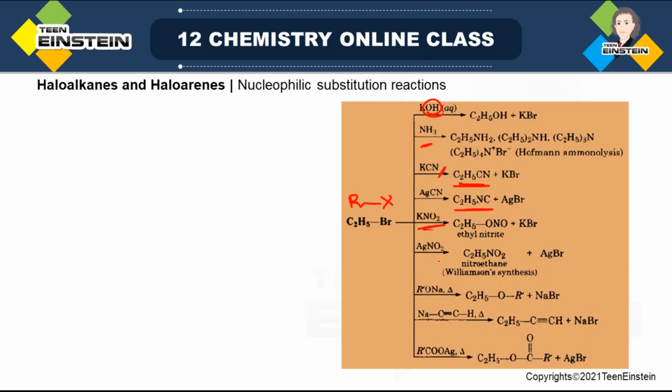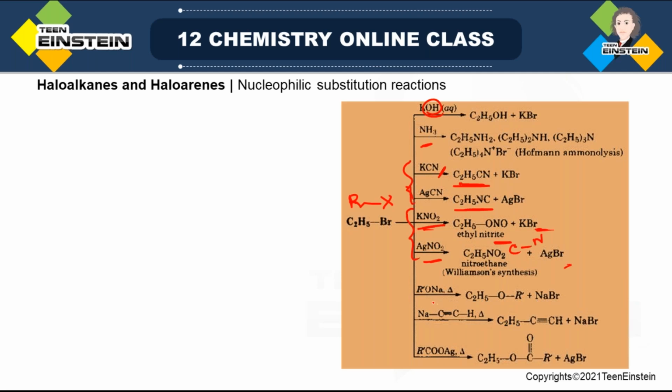Similarly, with KNO2 and AgNO2, it is the same thing as you observe in KCN and AgCN. Depending on the source of NO2, we get 2 different types of products. This is RONO, which means a carbon-oxygen bond is formed. It is not called ethyl nitrite; ONO is nitrite. But when a carbon-nitrogen bond is formed, the name is different, it is nitroethane. In both cases these are the byproducts.